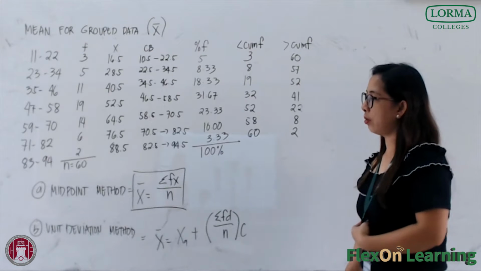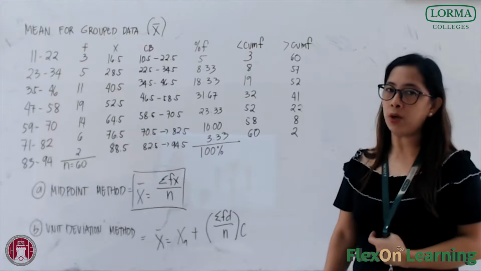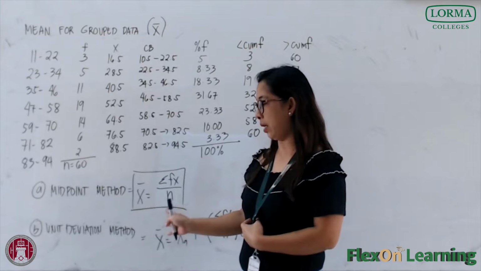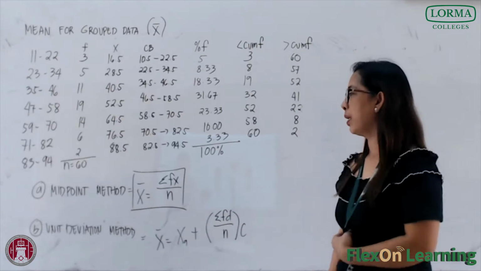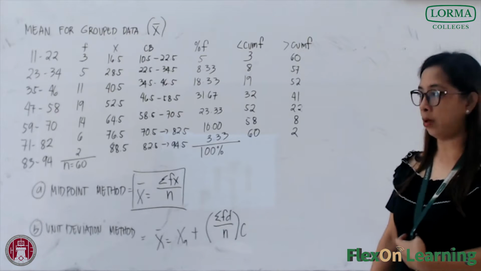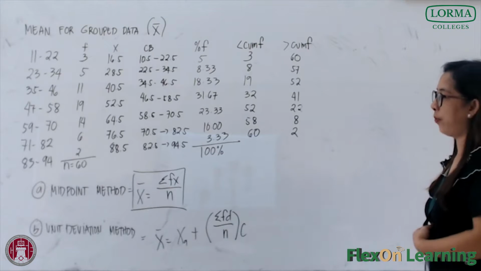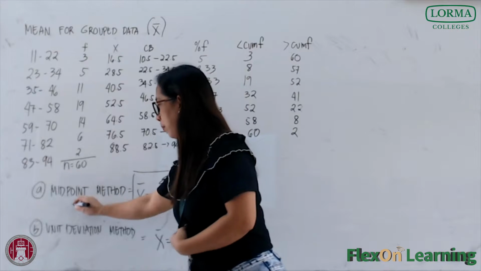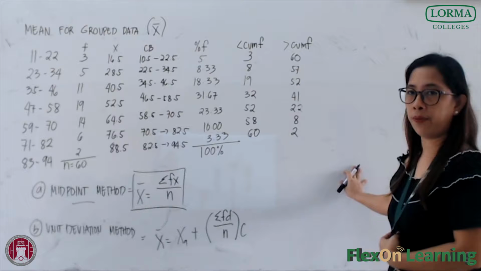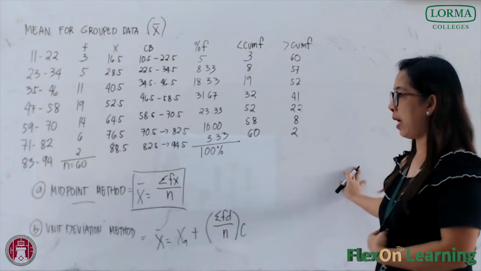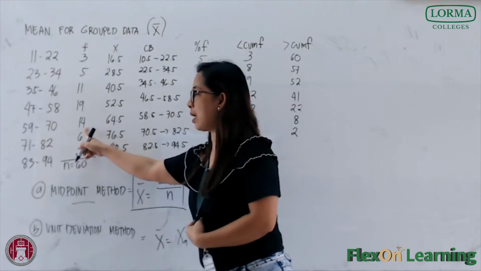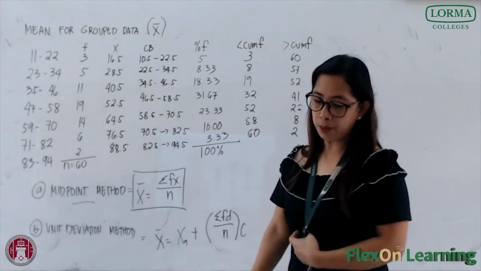The methods in getting the mean for the group data are the midpoint method and the unit deviation method. So we have the formula with the corresponding methods. Now, in getting the mean for the midpoint method, the mean is equal to the summation of frequency multiplied by the midpoint. So frequency multiplied with the midpoint.